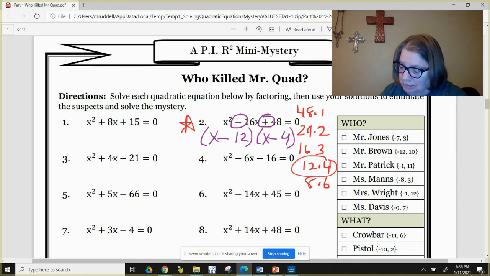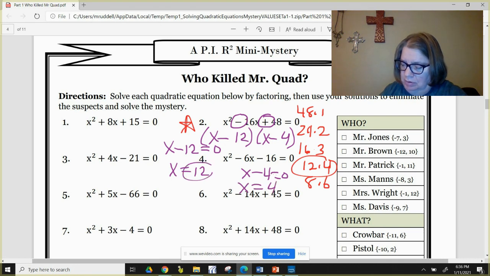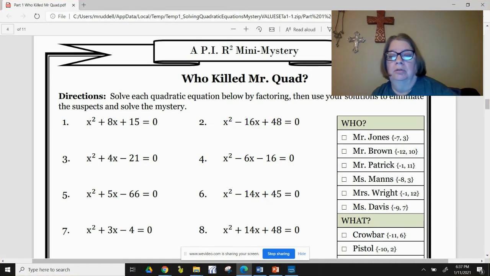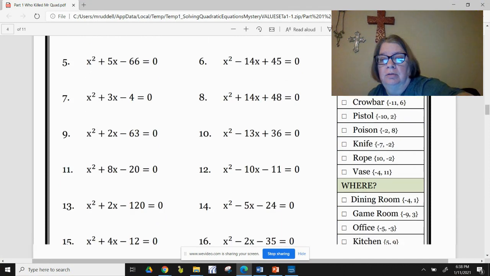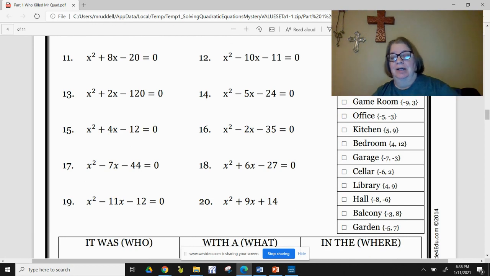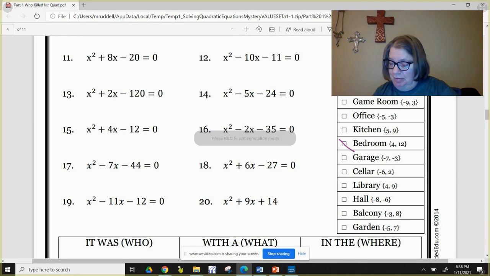Then we're going to set those equal to 0. Solve that side to get 12. And if you do x minus 4 equals 0, you get x equals 4. So I'm looking for 12 and 4. Then I'm going to go over there to the side and find one that has 12 and 4. It might be 4 and 12 or 12 and 4. The order doesn't matter, the sign does. And so the one that says 12 and 4 is bedroom. So you can mark off the bedroom.